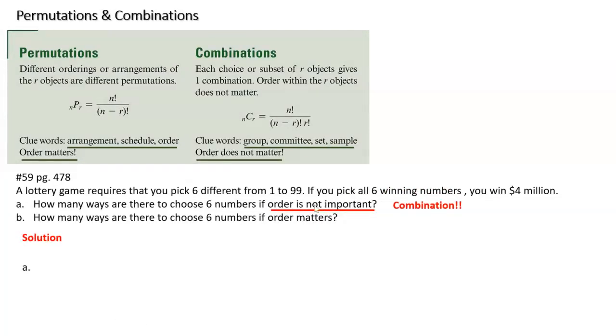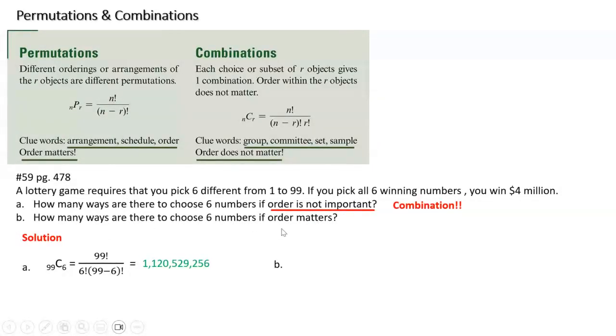Okay. So it's going to be what? It's going to be 99 combination 6. The answer will be what? 1,120,529,256.